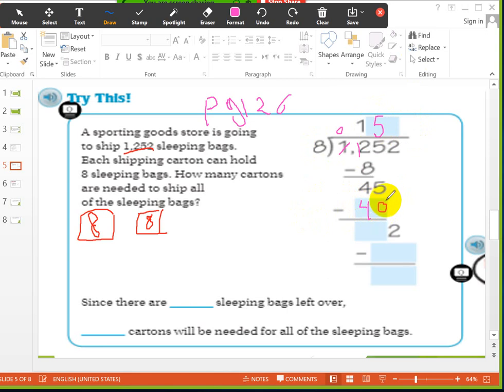Then I will subtract. Now subtract between the numbers. 5 minus 0 equals 5. 4 minus 4 equals 0. Now I will regroup the number. I will take this 2 and put it next to the 5, so it will be 52. Now 52 divided by 8. What is the number that I will multiply with 8 that will give me the closest answer to 52?